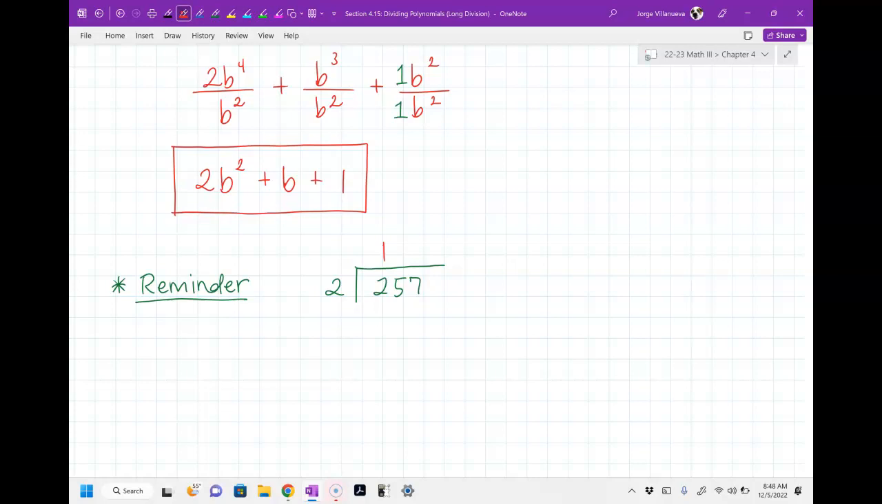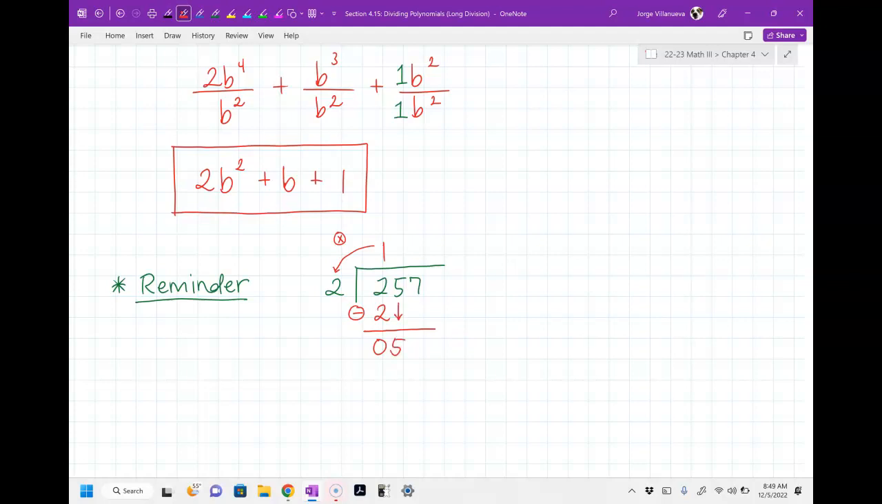Well, you would get the 1 and say, well, 1 times 2 is 2, right? What was our next step? Subtract. You do 2 minus 2, you got 0. And then what would I do next? Bring down the 5, right?